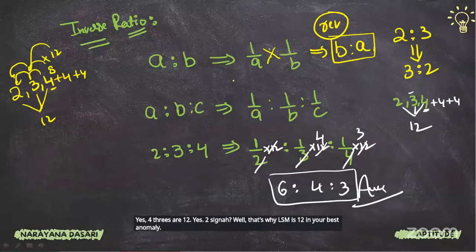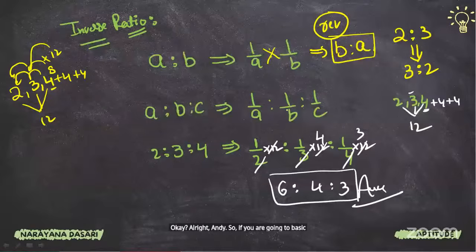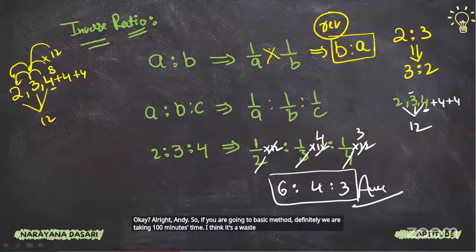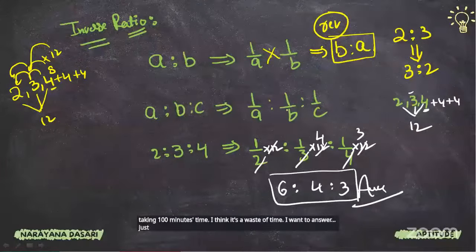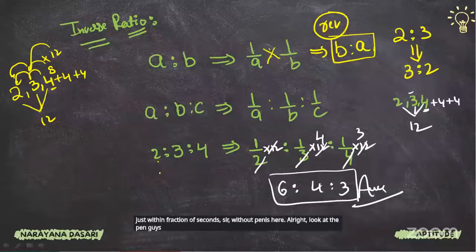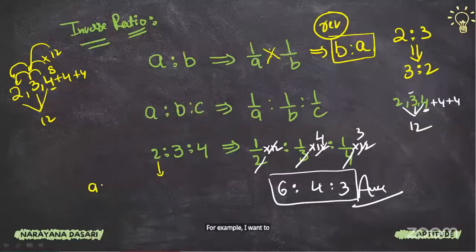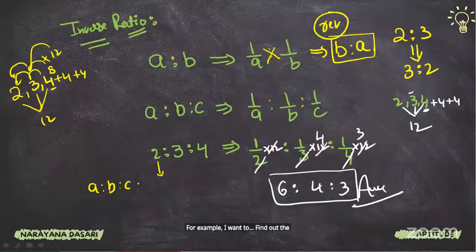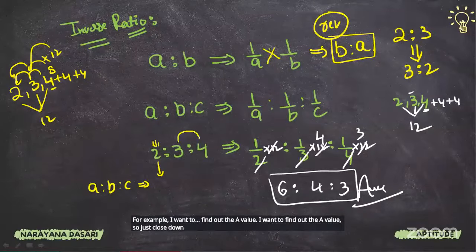So if you are going to basic method, definitely we are taking 1 or 2 minutes time. I think it's a waste of time. I want to answer just within fraction of seconds, sir, without pen, guys, here. Right. Look at the screen, guys, here. For example, I want to find out the A value. So just close the A, multiply remaining numbers.